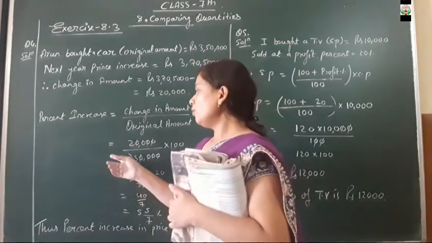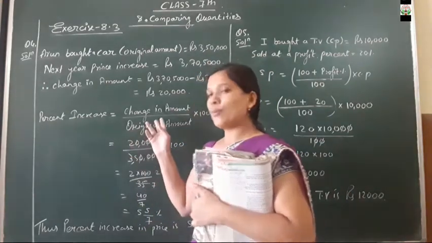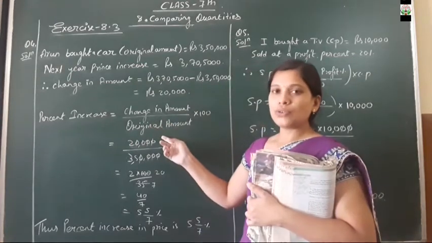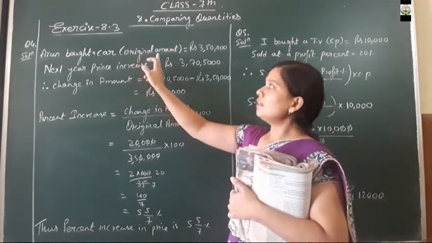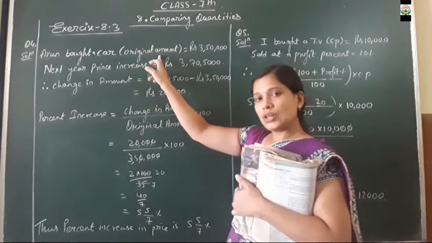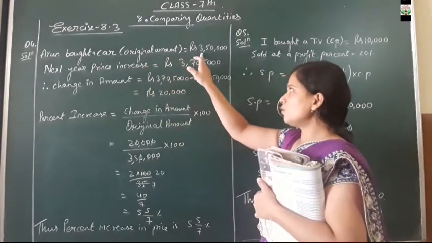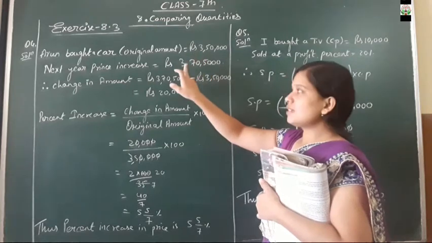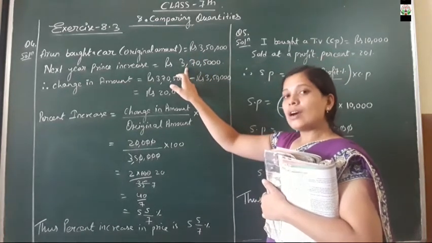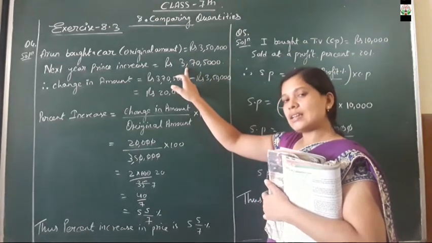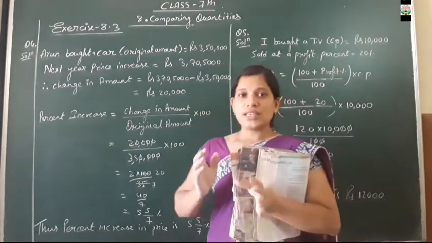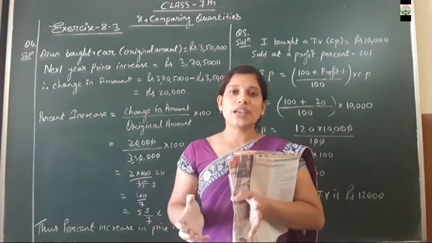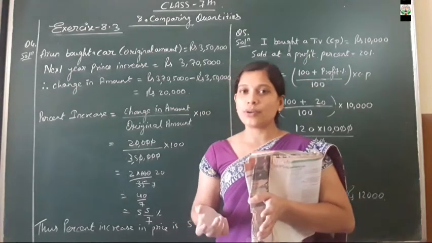In order to find the percentage increase, this is the formula: change in amount upon original amount into 100. Arun bought a car, so the original cost price of the car is rupees 3,50,000. Next year the price went up to 3,70,000. Now, change in amount means how much the price changed between this year and next year. 20,000 is the amount changed.